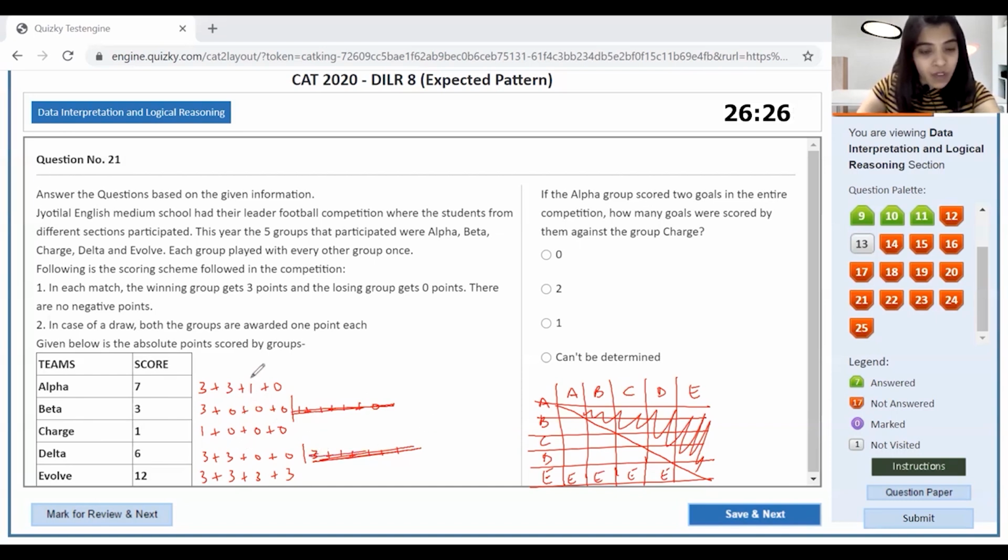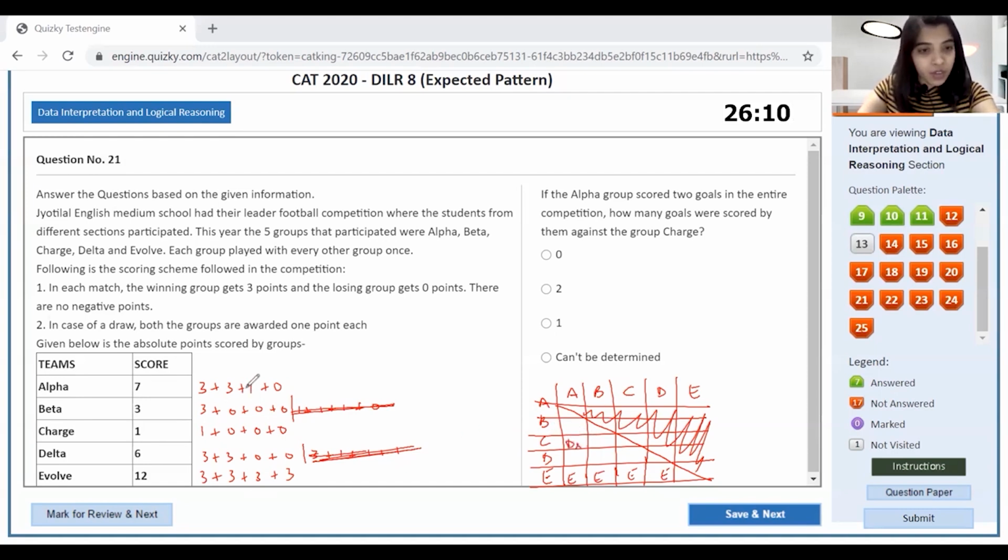So we can clearly see we have 2 draws here, right? So what does it mean? Alpha and Charge drew against each other. There's no other possibility, right? Because anybody else would have also had another draw. So we can say that Alpha and Charge were drawn.